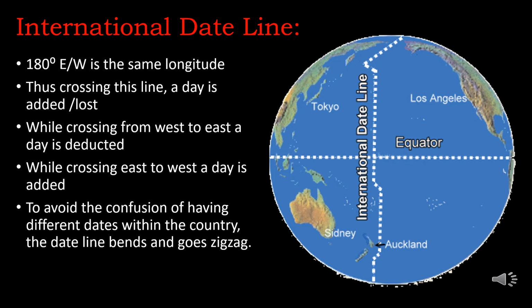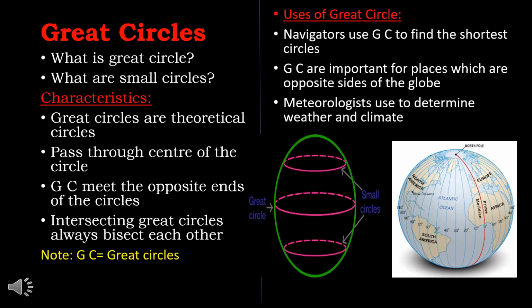To avoid the confusion of having different dates within the same country, the date line bends and goes zigzag at Bering Strait, between Siberia and Alaska, and at Fiji, Tonga, New Zealand, and some other islands.